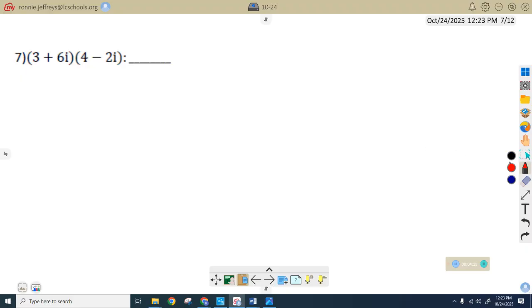Now, this is what we did yesterday. Remember, we had 3 methods yesterday. We had double distributed, we had FOIL, and we had box method. Okay? I need an example. FOIL. All right. So FOIL, this F is our first terms. So 3 times 4 is 12. O is our outside terms. 3 times negative 2i, negative 6i.